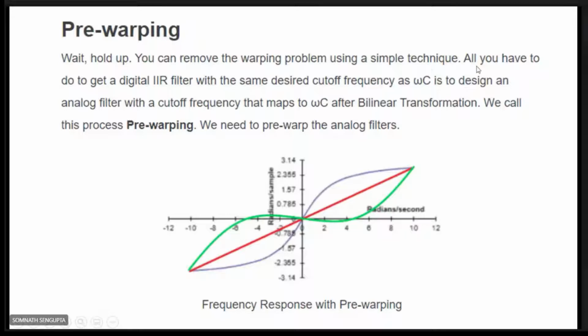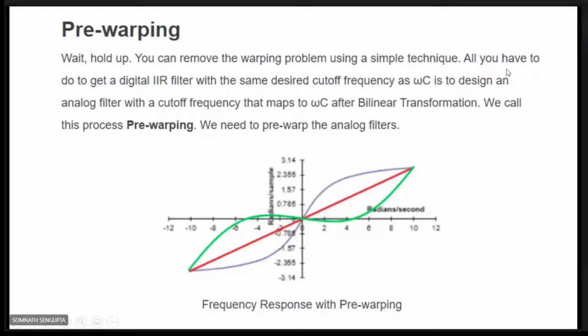simple technique. All you have to do to get a digital IIR, why is it called IIR? Because it all deals with poles. An IIR system has poles in its transfer function. In all the discussion, you see poles are there. So that's why it is called IIR filters. The numerator by denominator, the denominator is there. That means poles.